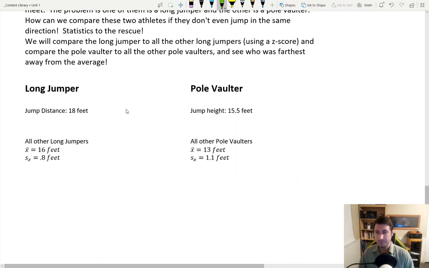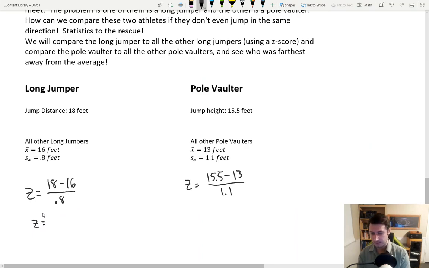So what we do is we compare the z-scores of these. So I'm going to find our z-score for our long jumper. So they're 18 feet minus the average of 16 feet divided by 0.8. And our pole vaulter's z-score, which will be 15.5 minus 13 divided by 1.1. So we do both of these quick setups. 18 minus 16 divided by 0.8. So this has a z-score of 2.5.